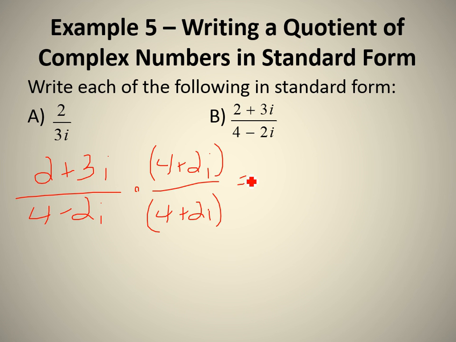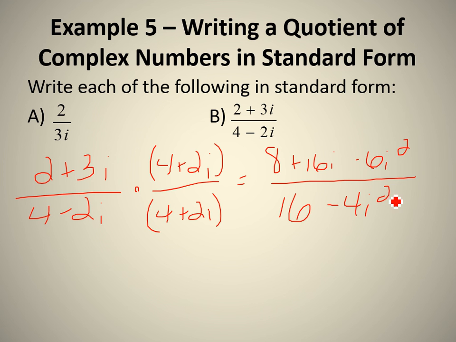So when I FOIL the top, I get 8. This would be plus 4i. This would be plus 12i. So this is plus 16i. And then when I multiply 3i times 2i, I get minus 6i squared. And then when I multiply the denominators, this is 16 plus 8i and then negative 8i. And then when I do the negative 2i's, I get negative 4i squared there.